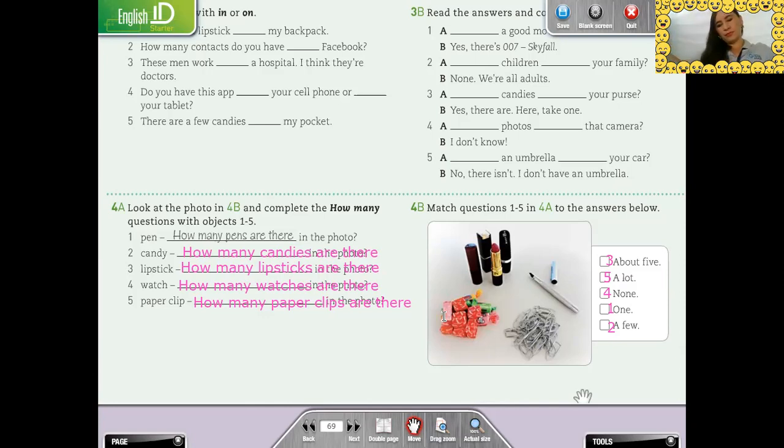A lot, when we talk about a lot of things, in this example, the paper clips. We have a lot of paper clips here. None, anything, right? None, anything. 1, everybody knows that 1 is 1. A few, it can be 4 things, 5 things. You can use a few.